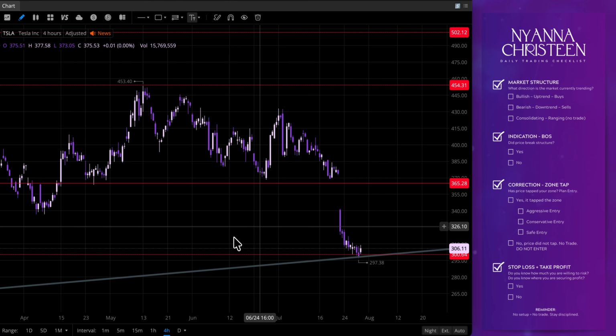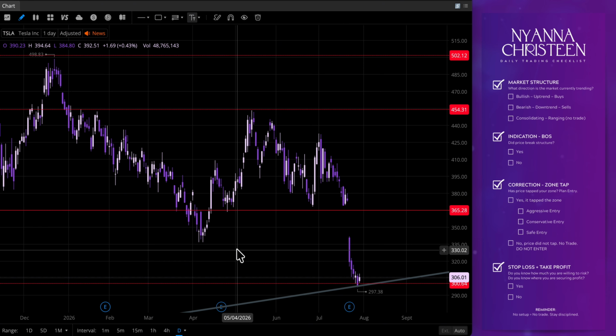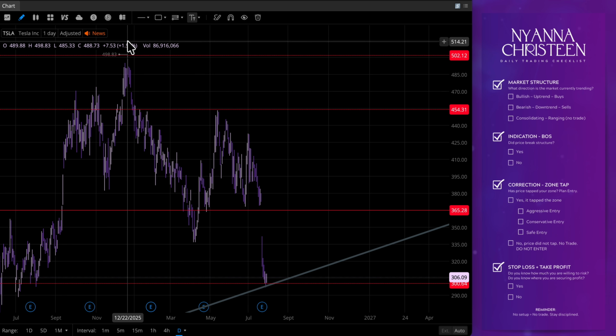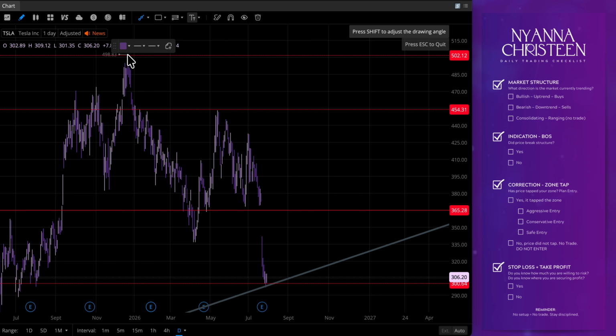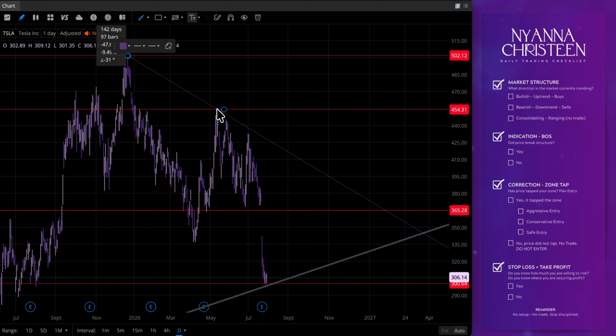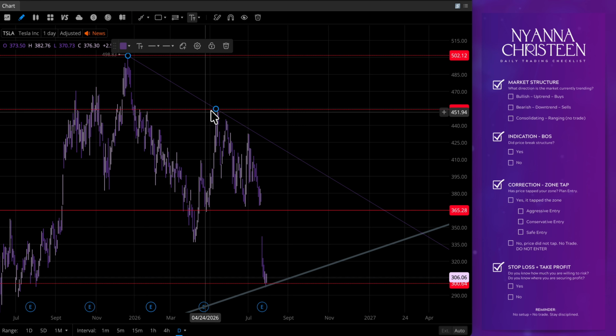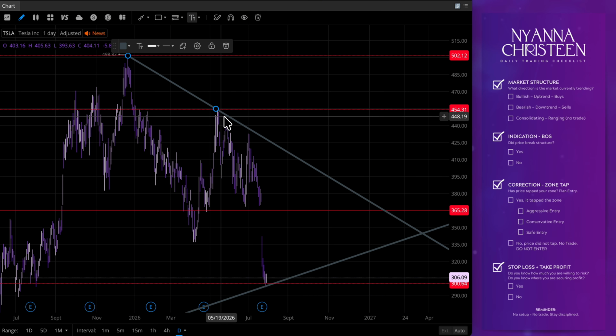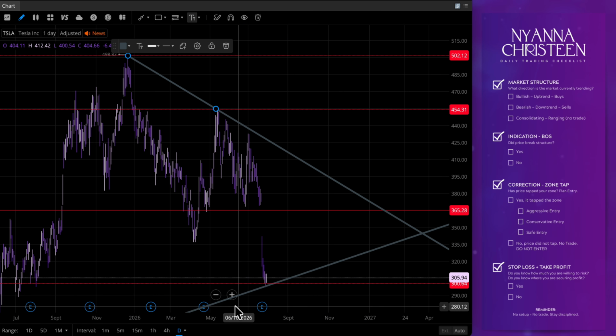I'll start on the daily. So on the daily, zooming out, I see price is currently on a downtrend. So what I'll do, I'll take my ray, the last previous high, and the previous lower high, because I want to make sure the trend line is respected. So this lets me know price is currently on a downtrend, even though overall it's on an uptrend.